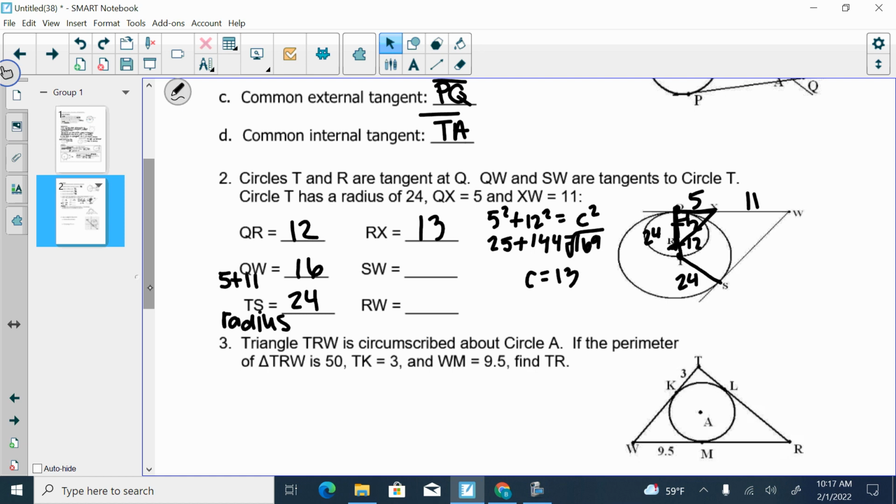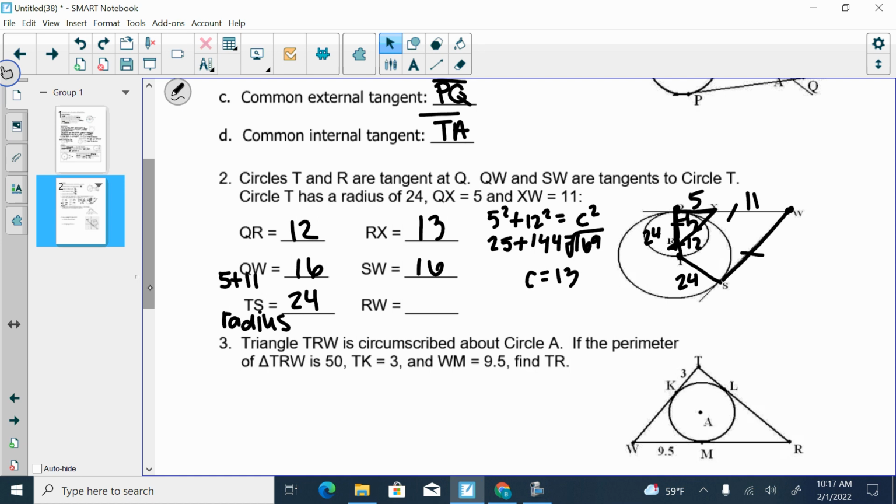All right, then they ask, what's the length of SW? 16. 16, right? Because we just had a theorem on the front page that said that if they came from the same external point, those two lines should be congruent. So if the other one is 16, so is that one.